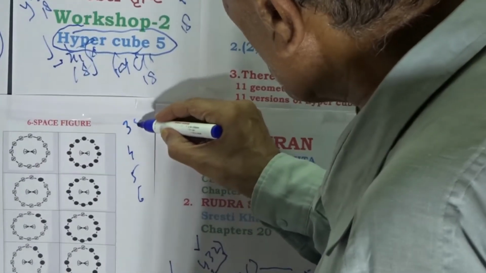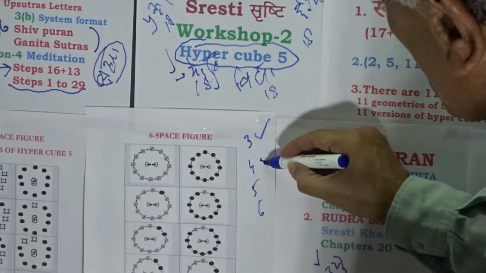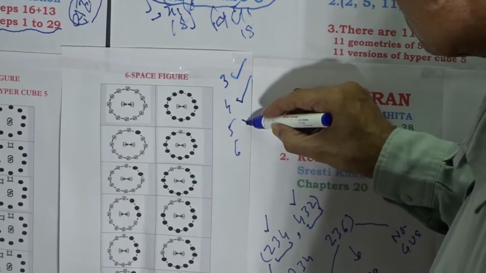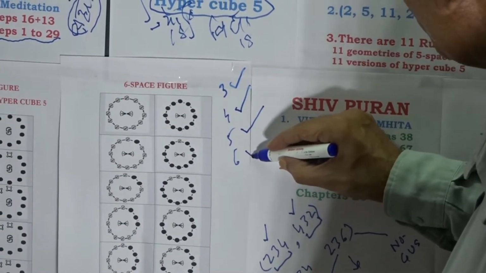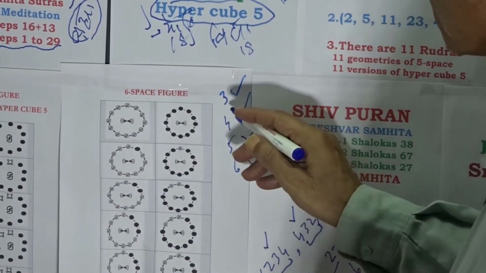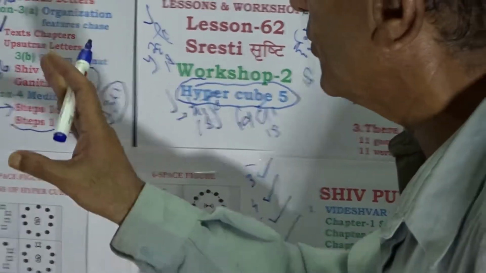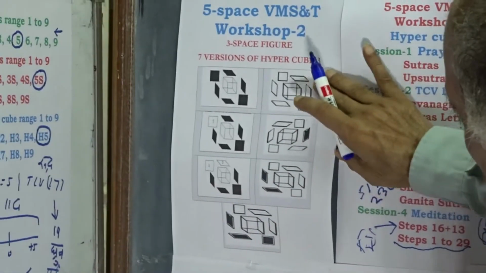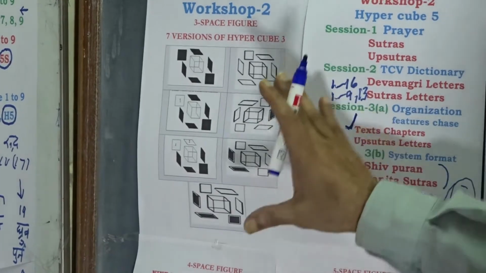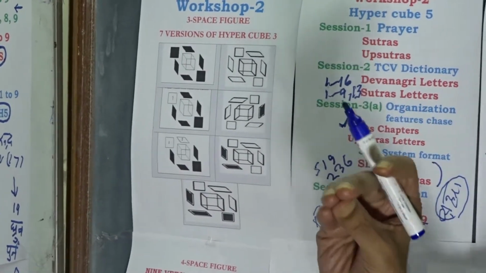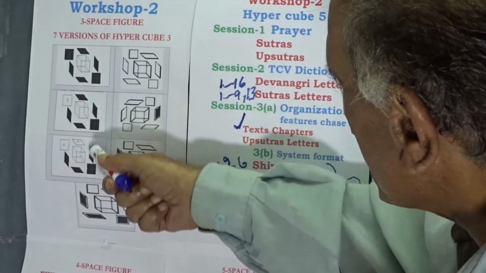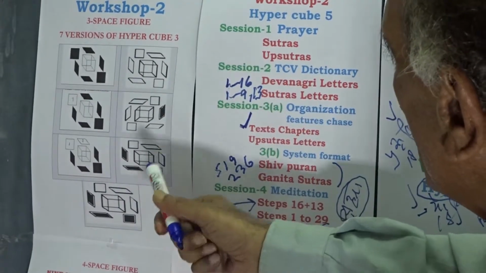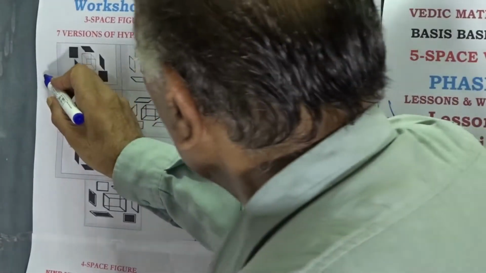Therefore 3 space in the role of dimension, 4 space in the role of boundary, 5 space in the role of domain, and 6 space in the role of origin. Now let us see 3 space means hypercube 3. We know hypercube 3 is of 7 versions. So let us sequentially chase these all 7 versions and see that we are getting 7 bodies here, 7 entities here.